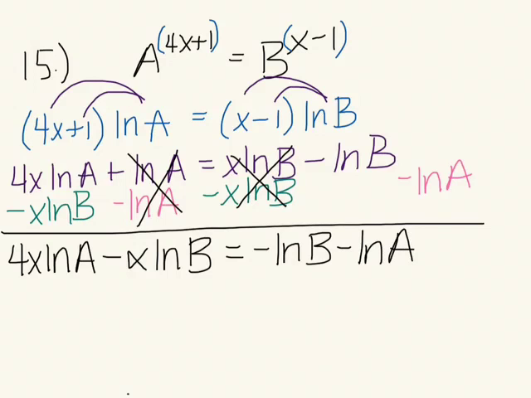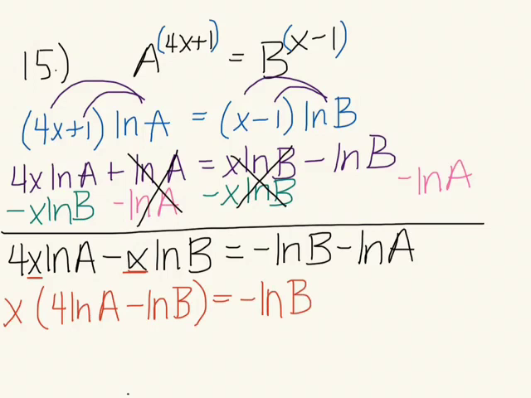And we do this so that we can get our x's onto the same side and solve for them, get them by themselves. Since we have x's in both of these terms, the way we solve for them now is to factor that x out. Once your x is factored out, then you can divide. So I'm going to divide both sides of my equation by 4 ln of a minus ln of b.